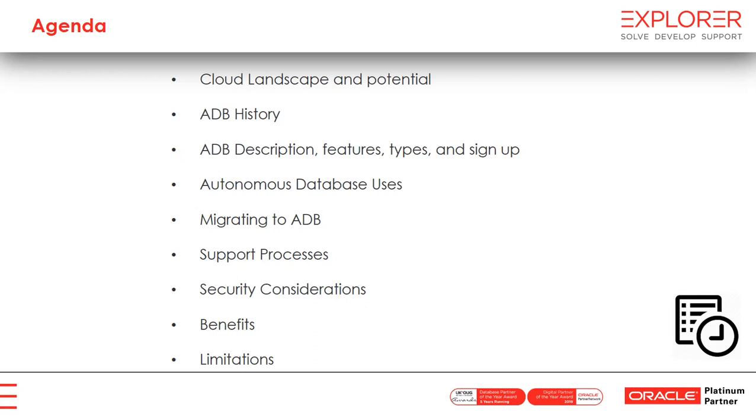We'll have a look at the current existing cloud landscape and what potential it has. And then we'll talk about the ADB, Autonomous Database, both from a history point of view and describe its features and how we go about signing up for it. We'll look at some classic uses for the Autonomous Database. We'll look at how we can potentially migrate to the Autonomous Database.